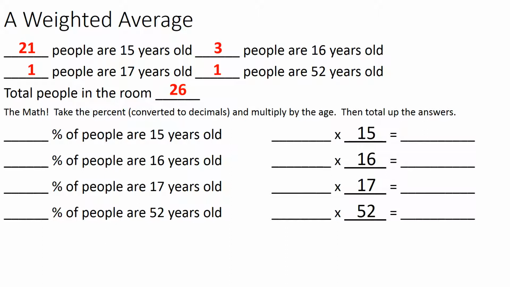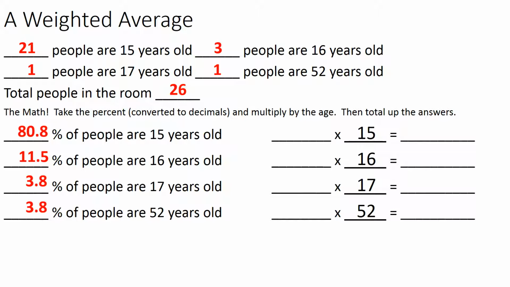Now, getting the percentages would just be taking the number divided by the total and converting into a percent. It works out to about 80.8% of the people in the classroom are 15 years old. Now, I've done some rounding here, but it's pretty close to that. 11.5% are 16 years old, 3.8% are 17, and I'm the other 3.8%. The total there is 99.9 because there was some rounding.